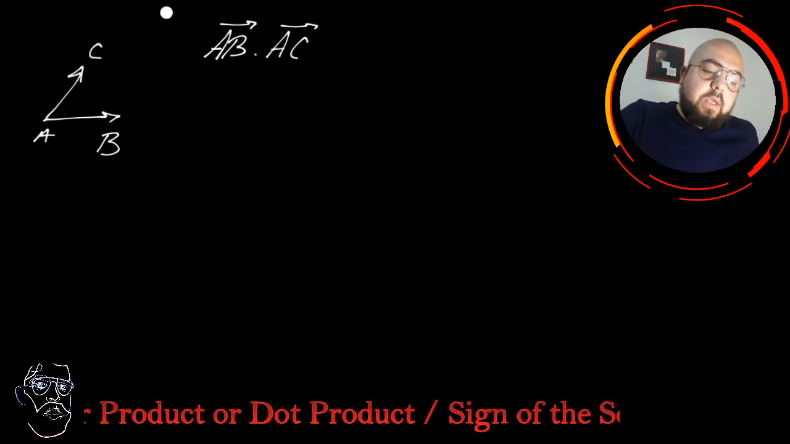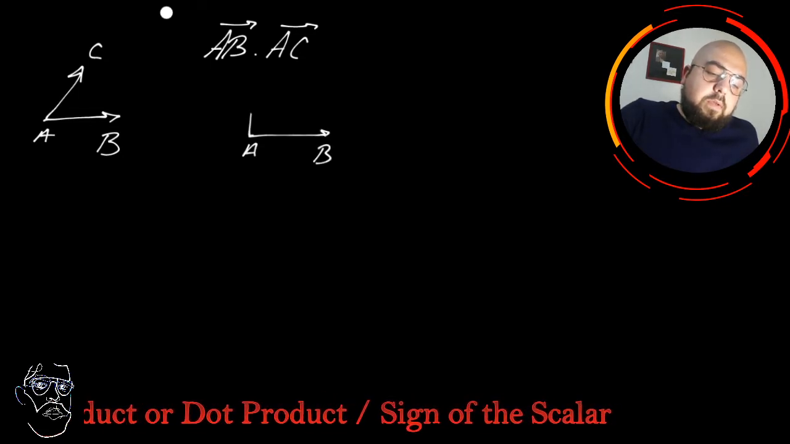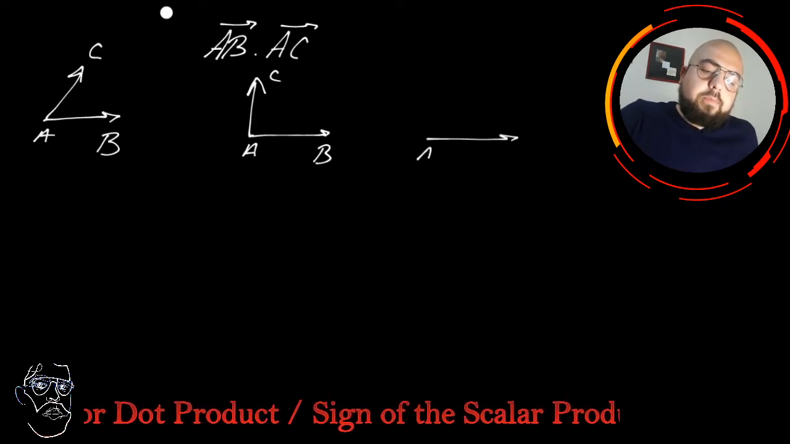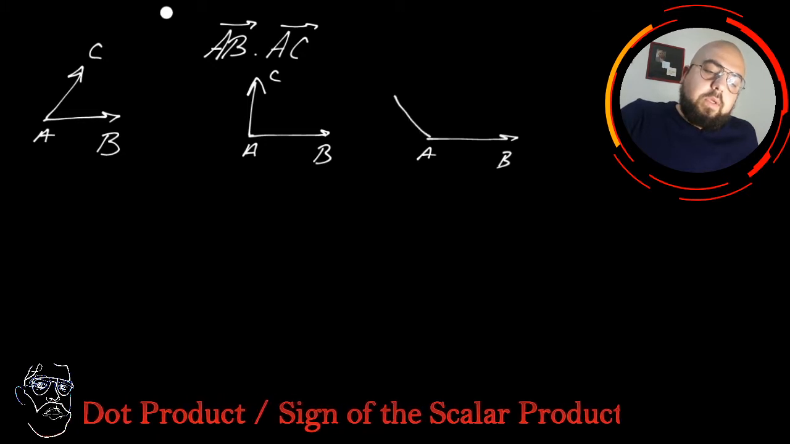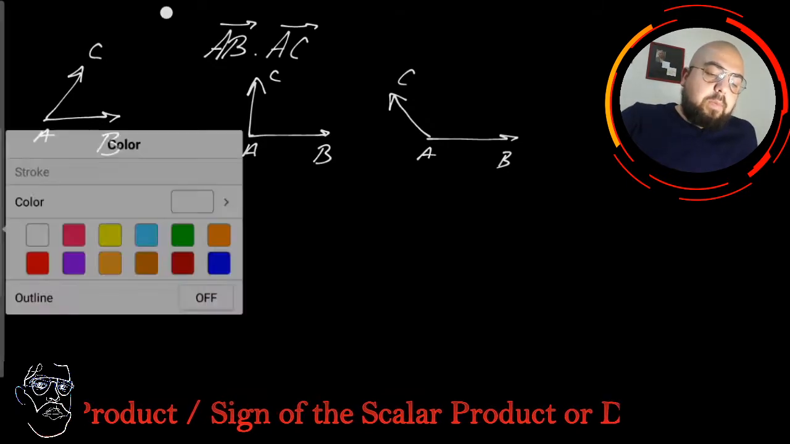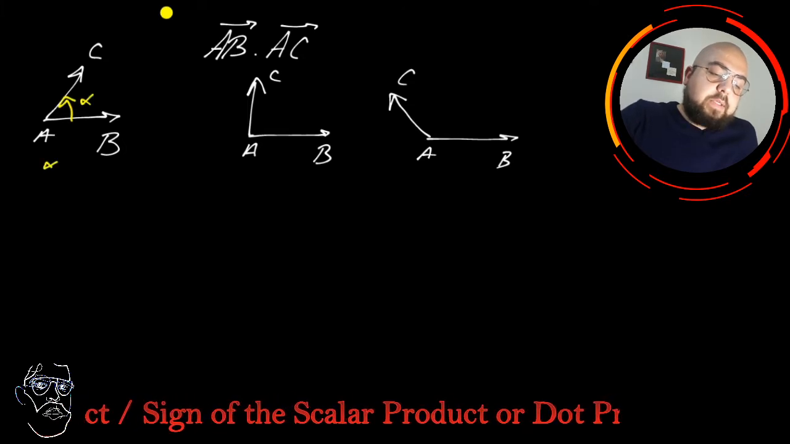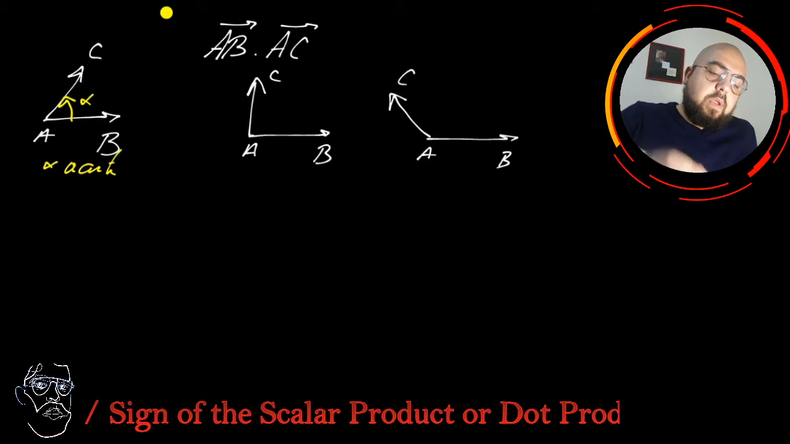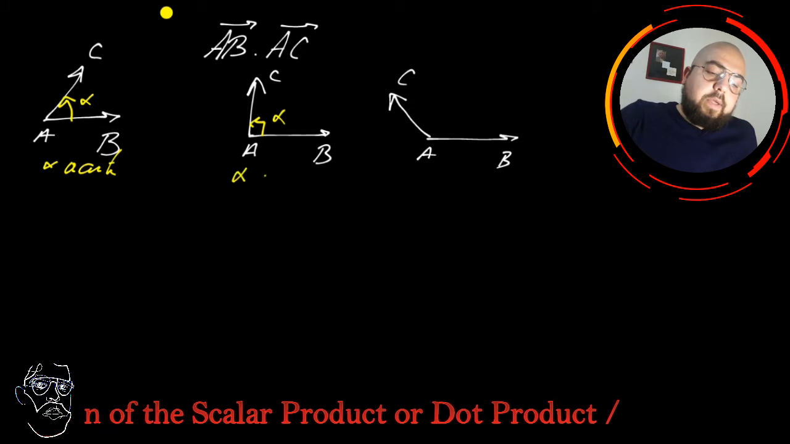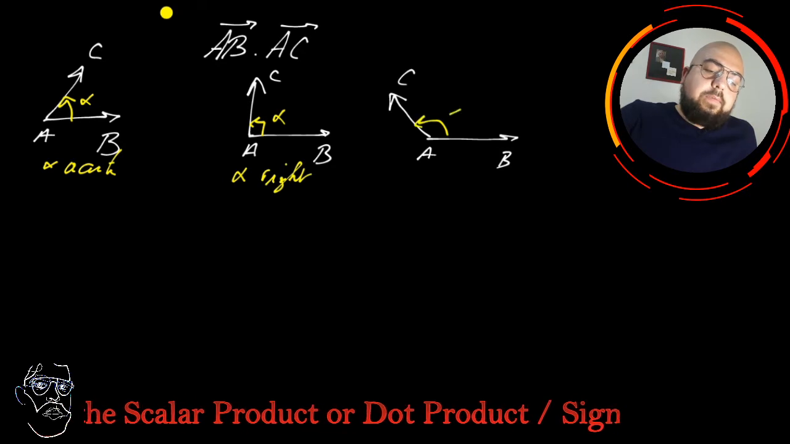The second case is when you have AB and AC, and the third case is when you have AB with AC. As you can see, I'm changing the angle, so I'm going to talk about the geometric angle. This is the angle alpha. In the first case, alpha is acute. In the second case, alpha is a right angle. And the third case is alpha, which is obtuse.